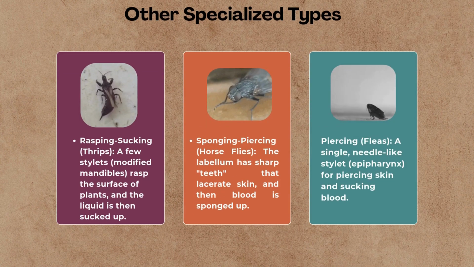Of course, nature always has more variations. Some insects have even more specialized tools. For instance, thrips have a rasping-sucking mouth that scrapes the plant surface and then sucks up the ooze. Horseflies have a sponging mouth with little teeth that can tear skin before sponging blood. Fleas have a single needle-like stylet for piercing and sucking blood. The diversity is just amazing.